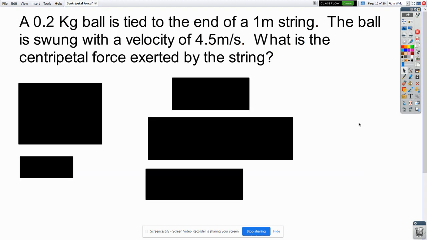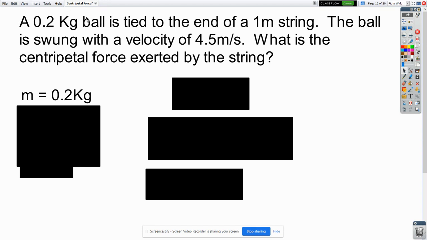Let's take a little bit of a look at the math here to understand those relationships again and see how those relationships actually work. A 0.2 kilogram ball is tied to the end of a 1 meter string. The ball is swung with a velocity of 4.5 meters per second. What is the centripetal force exerted by this string?